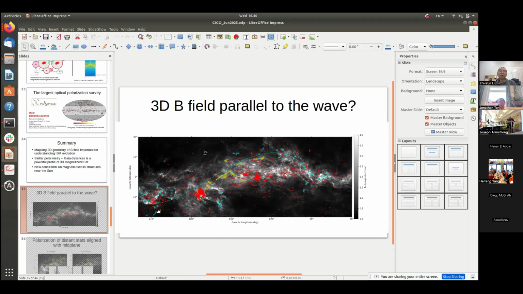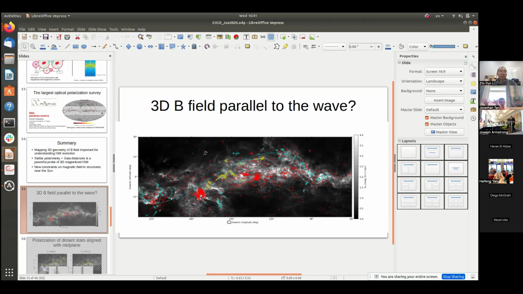Now, what we're finding that's different is that there's also a deviation from the midplane of the galaxy. That's it. Okay. I do have another question, but I'll let other people ask first.